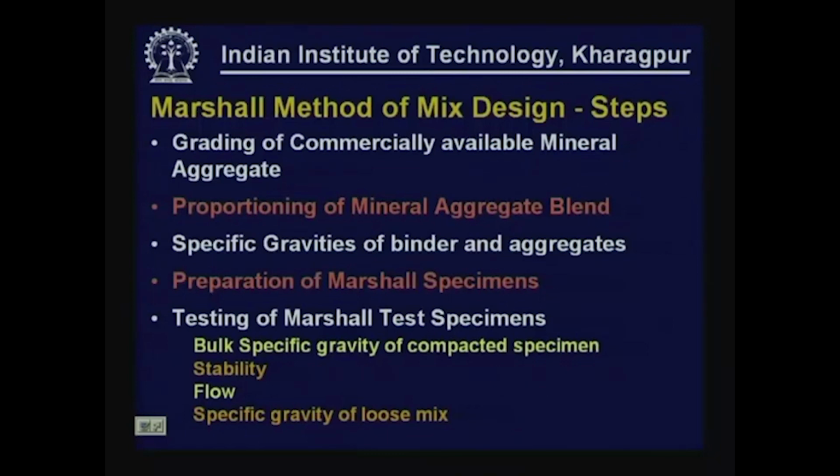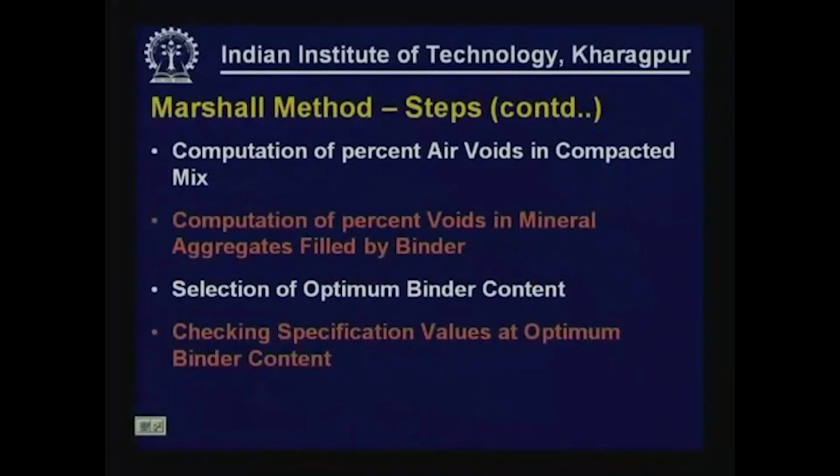They have to be tested for stability, they have to be tested for flow, and we also have to find out the specific gravity of the loose mix. We have discussed in the previous lesson terms such as voidless volume of mix, which would give you GMM, which is the maximum specific gravity of the loose mix. These are the parameters that we have to measure.